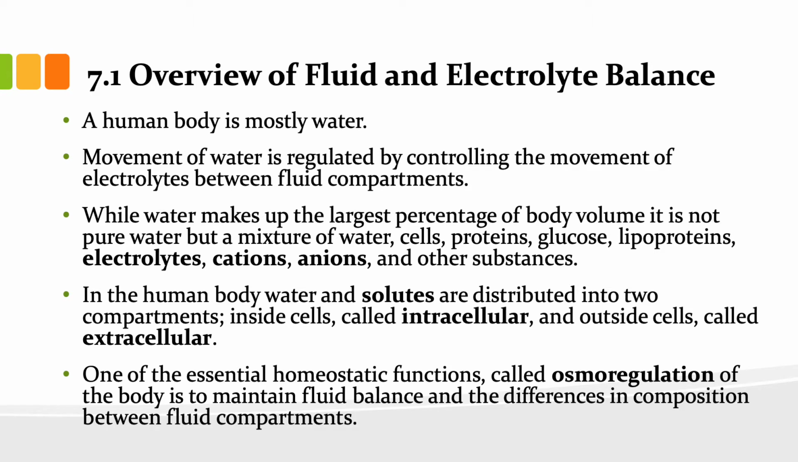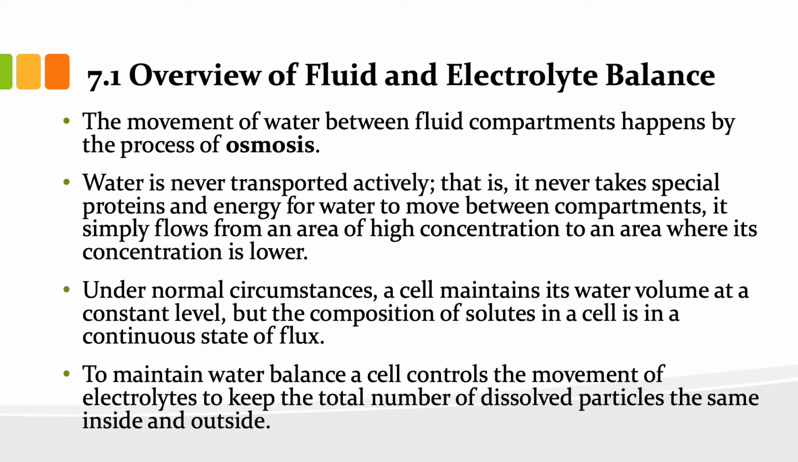In the human body, water and their solutes are distributed into two compartments: inside the cells, called intracellular, and outside the cells, called extracellular. One of the essential homeostatic functions, called osmoregulation of the body, is to maintain fluid balance and the differences in composition between the fluid compartments. The movement of water between those fluid compartments happens by the process of osmosis. Water simply moves from an area of high concentration to an area of lower concentration.